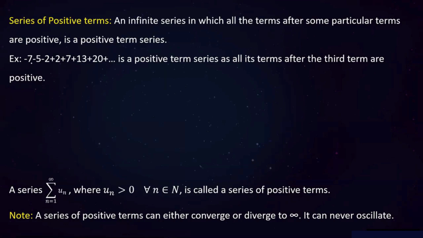Looking at this example, I've written about seven terms in this series. If you look at this carefully, the first three terms here are actually negative. But after this third term, all the remaining terms are completely positive, right? So even if a certain number of terms are negative, remember, there are only a few terms which are negative, and except for them, all the remaining are definitely positive. In such a case, I'm also considering this series as a positive term series.